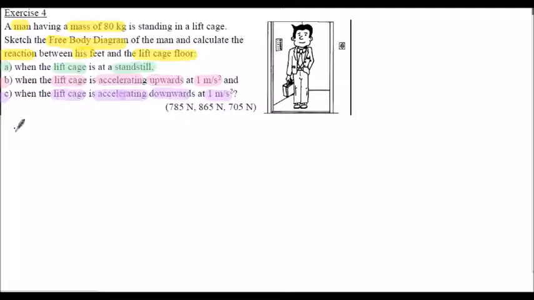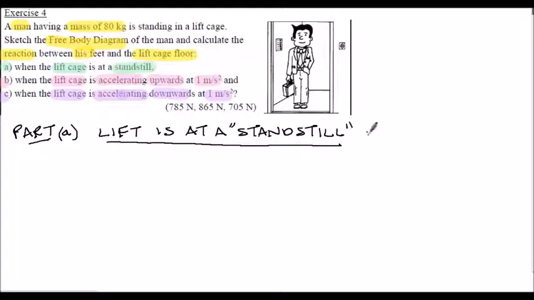So let's consider part A, where the lift is stationary. Let's do my little free body. I'm going to draw a picture of a stick person, and I'm going to show the person stood on the floor. This is the lift floor. So this will be my free body diagram, and all the free body diagram is, is all the forces that are applied to the body shown on the diagram. It sounds very grand, but that's all it's trying to do, is capture all the forces.